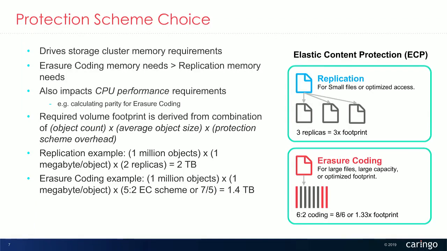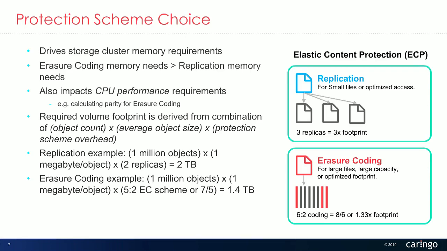Okay, so the reason protection scheme choice matters is not only is it going to drive storage cluster memory requirements, it's also going to drive the amount of raw hard drive space you need to store the data in the system. One thing to bear in mind from a memory perspective is that erasure coding memory needs are going to be greater than replication memory needs. And the reason for that is the mechanics behind how erasure coding works. And we have an example of that in the diagram there.